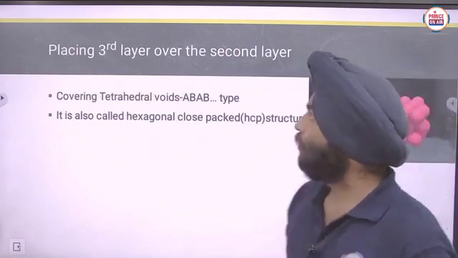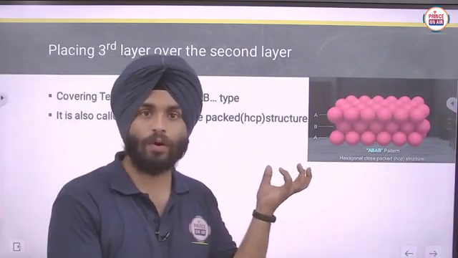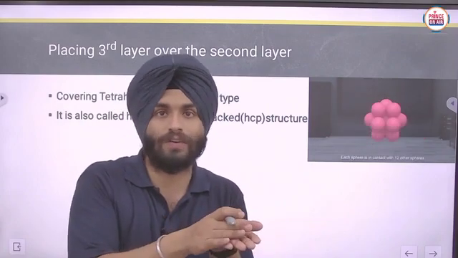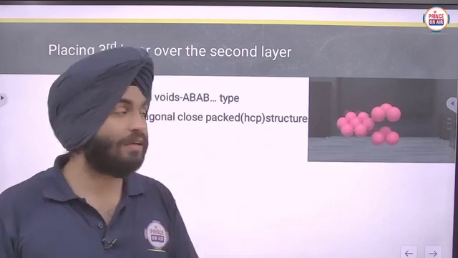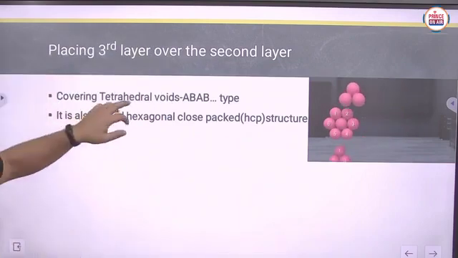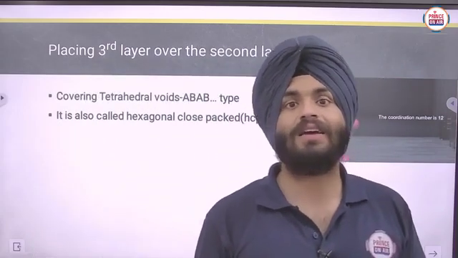Now we have to place the third layer over the second layer. Here we have discussed only the second layer over the first layer. Now we will discuss the third layer over the second layer, covering the tetrahedral voids. Firstly we will cover the tetrahedral voids.